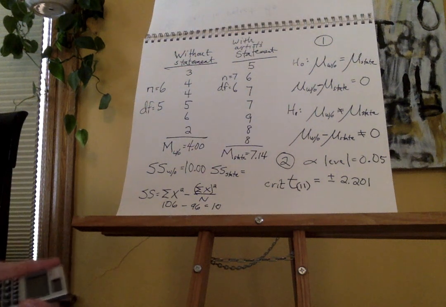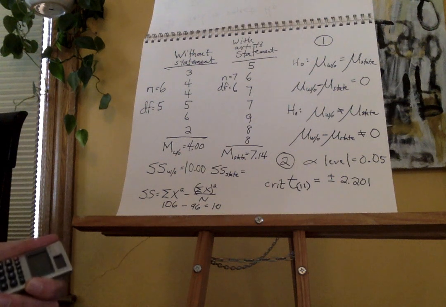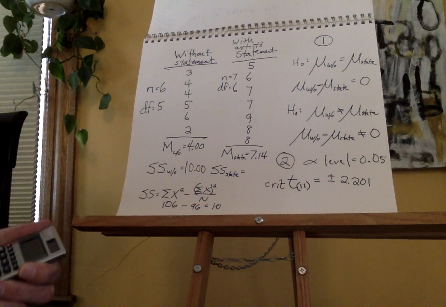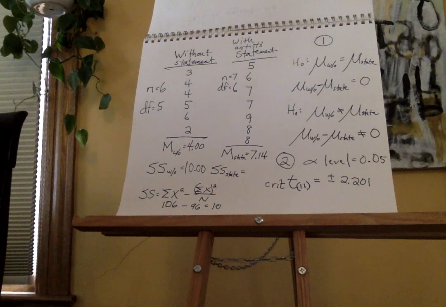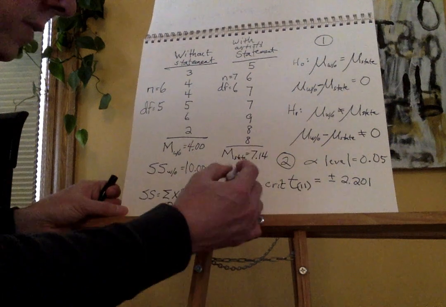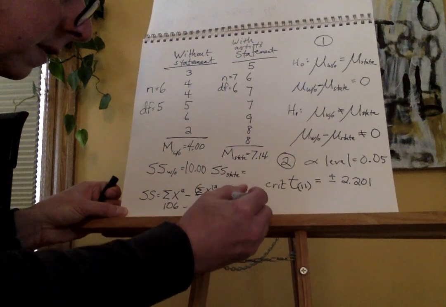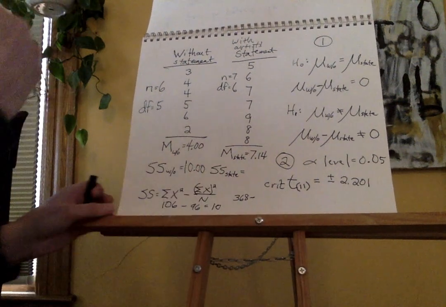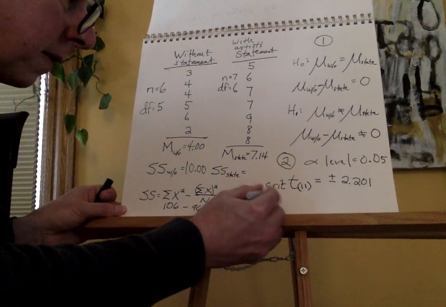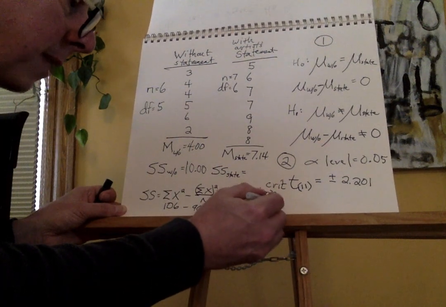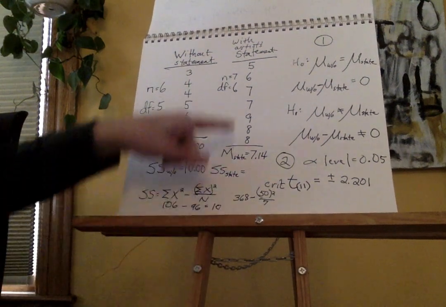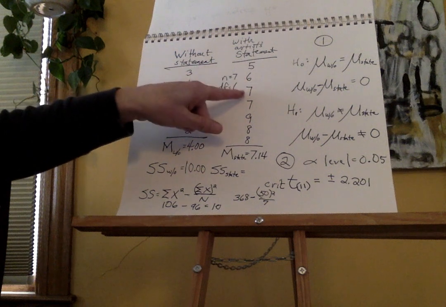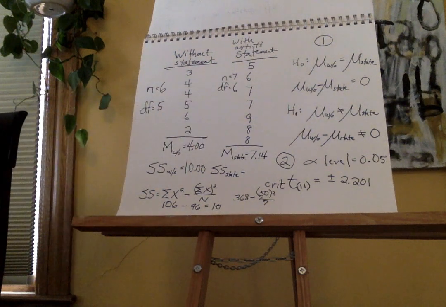5 squared is 25, plus 36, plus 49, plus 49. Everybody see what I'm doing? Plus 81, plus 64, plus 64 equals 368 is the first number, 368, okay, minus, remember it was 50, we're going to square that, divided by 7. Everybody with me? This was 5 squared plus 6 squared plus 7 squared plus 7 squared, okay?